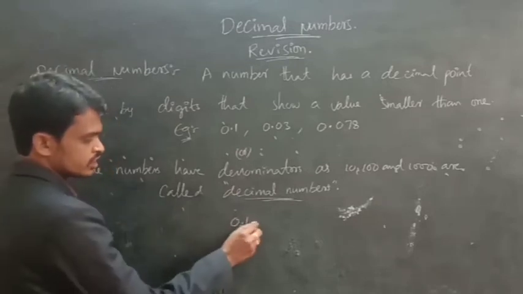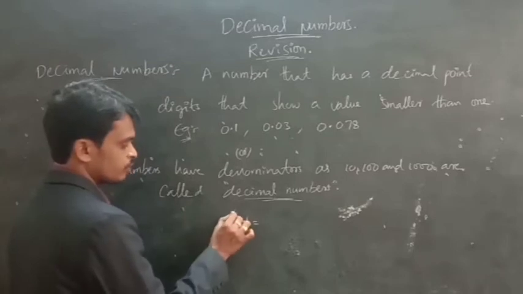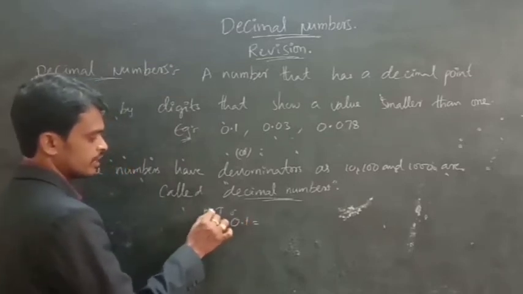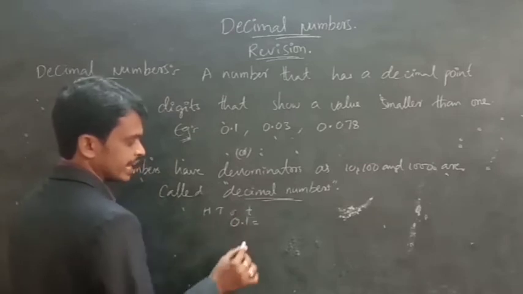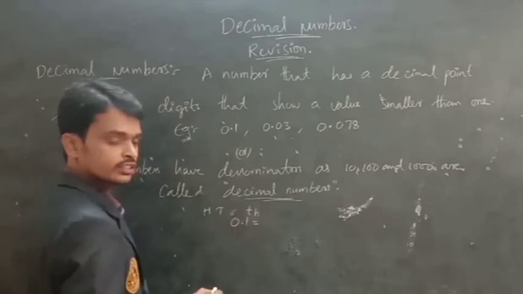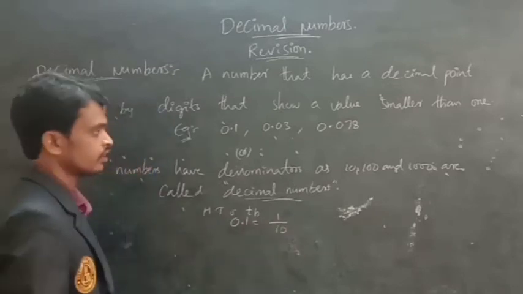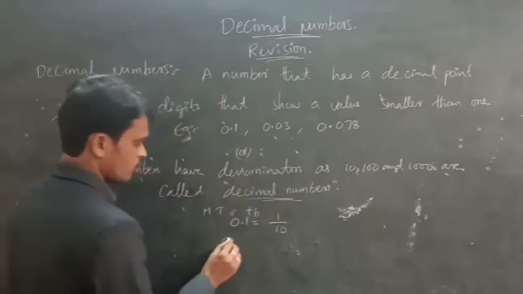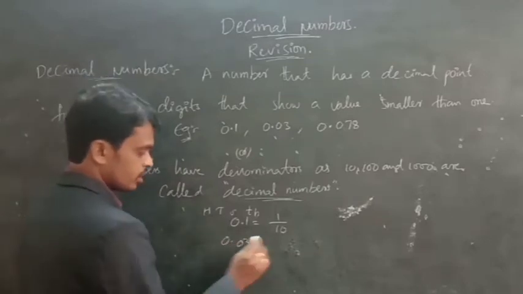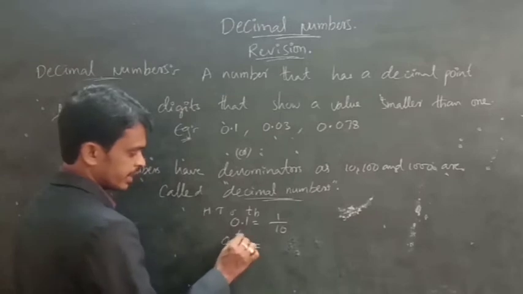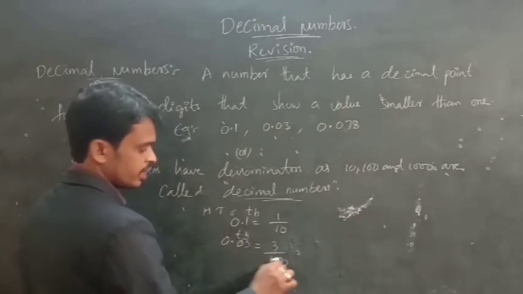Here I took 0.1. The place after the point we write as a tenth. Before the decimal point we have ones, tens, hundreds, but after the decimal point we take tenth, hundredth. So a tenth is nothing but 1 by 10. Here 0.03: after the point it is tenth, hundredth, so we can write it as 3 by 100.